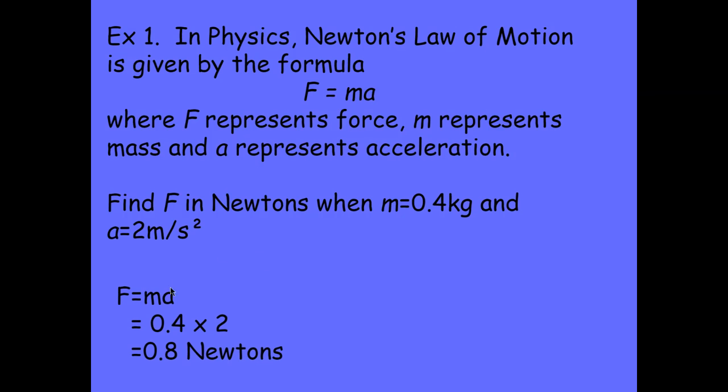So same as before, we write down our formula. F equals ma. ma means m times a. The value of m was 0.4. The value of a is 2. So you get 0.4 times 2, which is 0.8. Sorry about this coming up at the bottom here. I can't stop that appearing if I put my cursor down. 0.8 is your answer here.